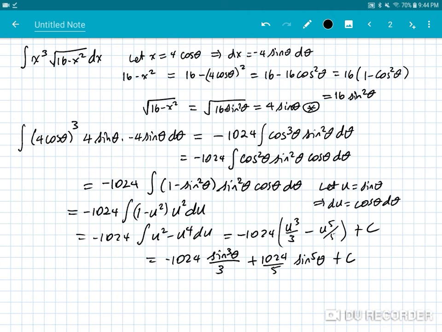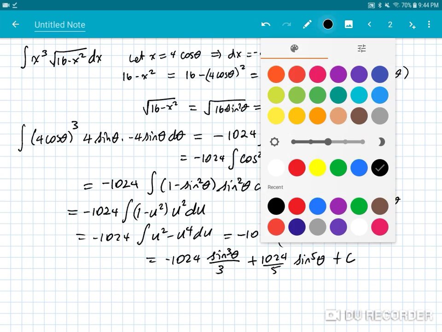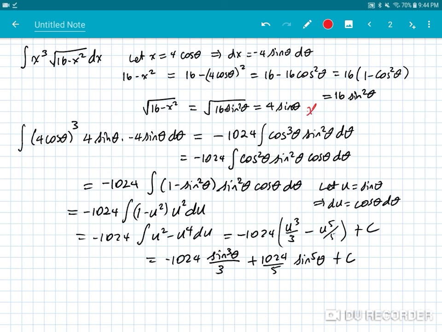Now I'm going to need the value of sine theta. Well, here I saved this, and if you translate that, it says sine theta equals the square root of 16 minus x squared over 4. So I'm going to stick that in for sine theta.